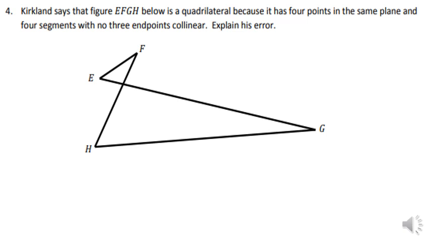Kirkland says that the figure EFGH below is a quadrilateral because it has 4 points in the same plane and 4 segments with no 3 endpoints collinear. Explain his error. Well, his error is right here. It has intersecting points. So in all actuality, instead of a quadrilateral, it actually has 2 triangles.